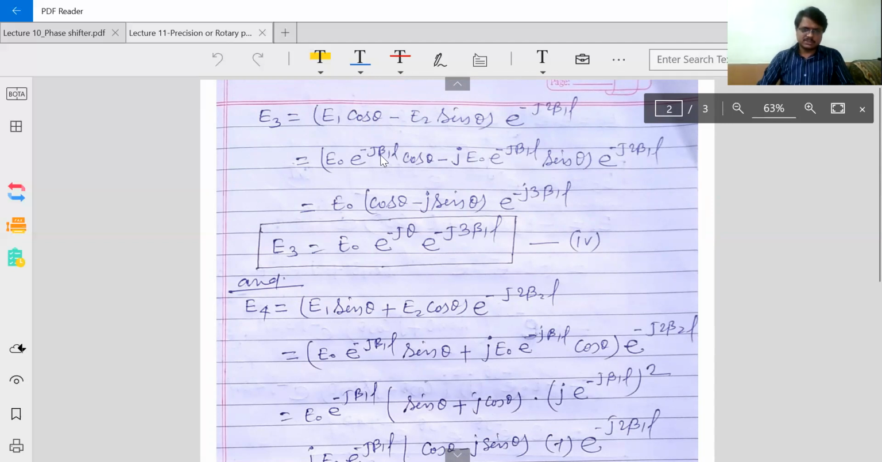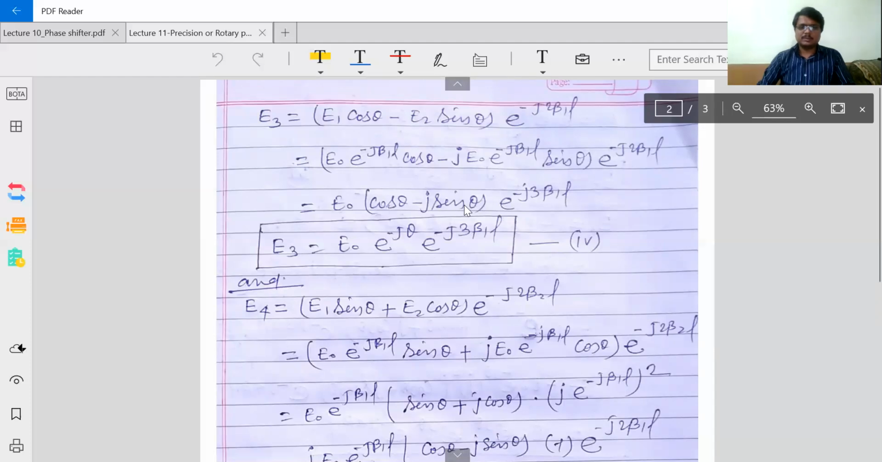E naught is common, and e to the power minus j beta 1 L is common. It was e to the power minus j 2 beta 1 L, and one more term will be there, e to the power minus j beta 1 L. So 2 beta 1 L and beta 1 L will be 3 beta 1 L, so e to the power minus j 3 beta 1 L remains, times cos theta minus j sin theta. And we know e to the power minus j theta is written as cos theta minus j sin theta.